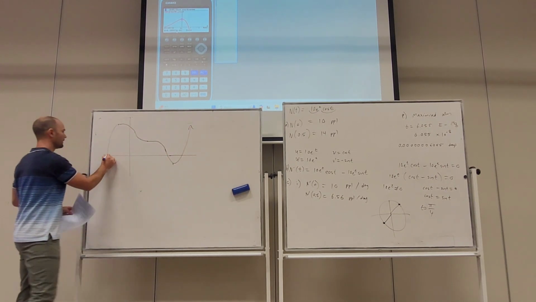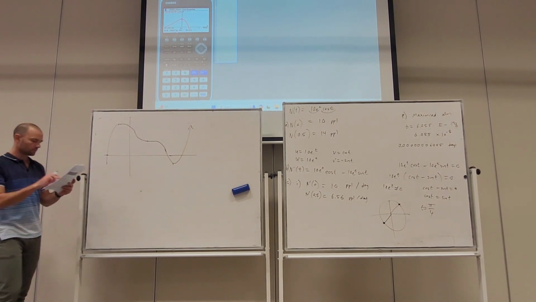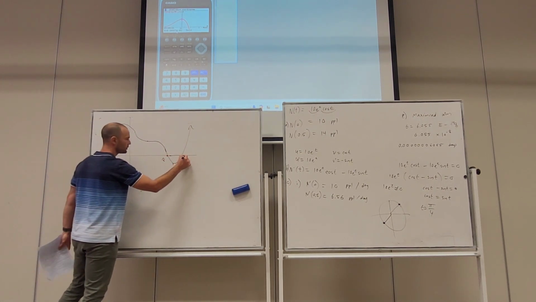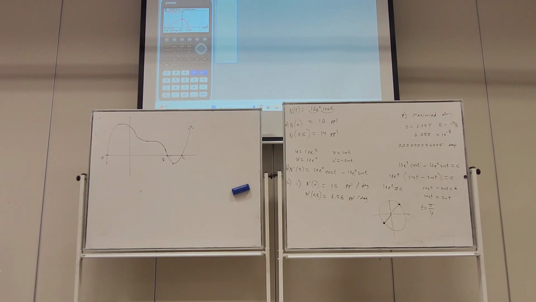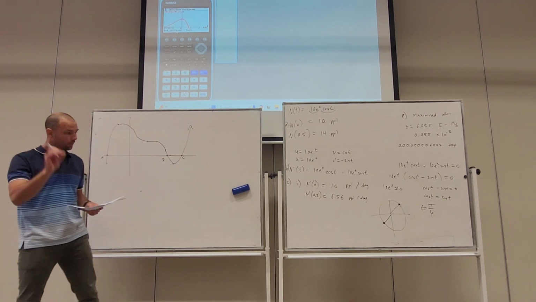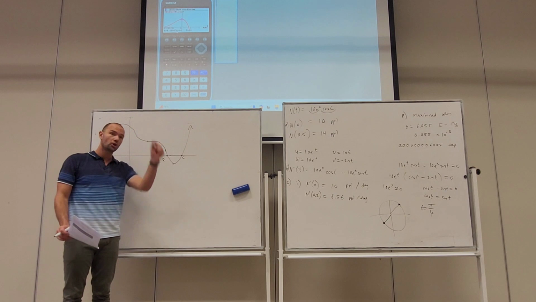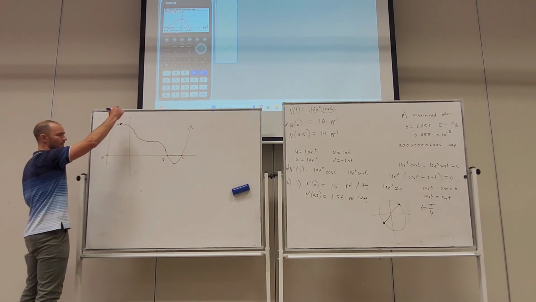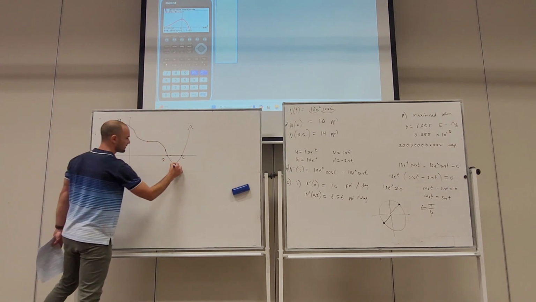Okay, firstly, sketch the roots. Roots at A, B, and C. Roots are where it crosses the x-axis, so you can plot them on the graph alongside. Turning points at D and E. Turning points are when the function turns. They're local maxes and local mins. So we have here D and E.